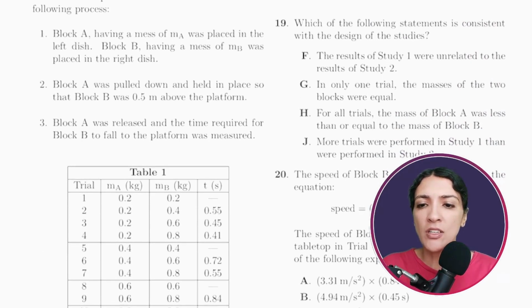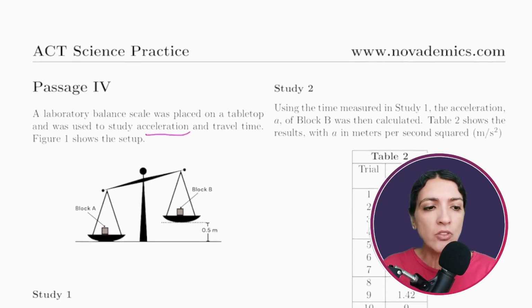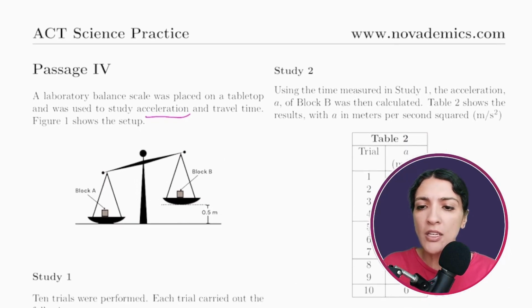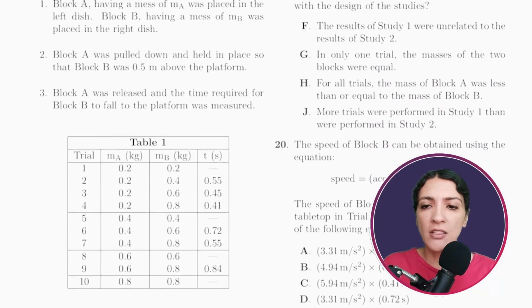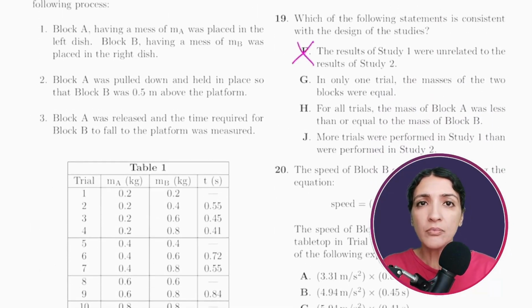This is a question that you would have to start by looking at the choices because you want to see which one's correct. For the first one, we're given that the results of study 1 were unrelated to study 2. Well, if we look at study 2 here, at the very beginning, it says using the time measured in study 1. So choice F is incorrect. In fact, these two studies were related.